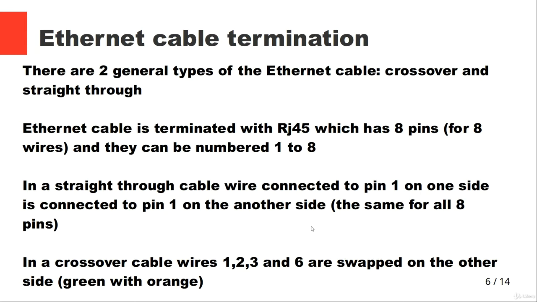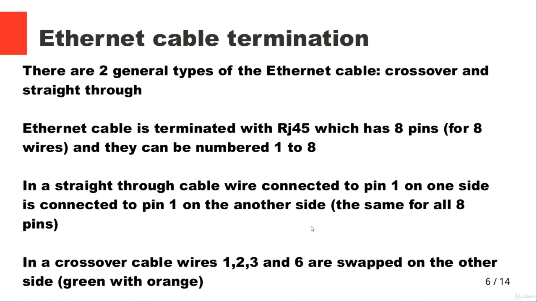There are 2 general types of Ethernet cables, crossover and straight through. Ethernet cable is terminated, as I said already, with RJ45, which has 8 pins for 8 wires, and they can be numbered 1 to 8. In a straight through cable, the wire connected to pin 1 on one side is connected to pin 1 on the other side as well, and the same goes for all 8 pins. So that's a straight through. Pin 1 goes to pin 1, pin 2 goes to pin 2, and you use obviously the same color.